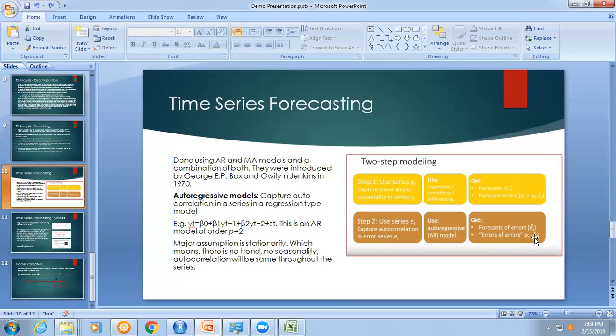By putting these two together, we will be able to come up with a way in which we can forecast to the future. I'm going to go a bit deeper into this in the next slide.